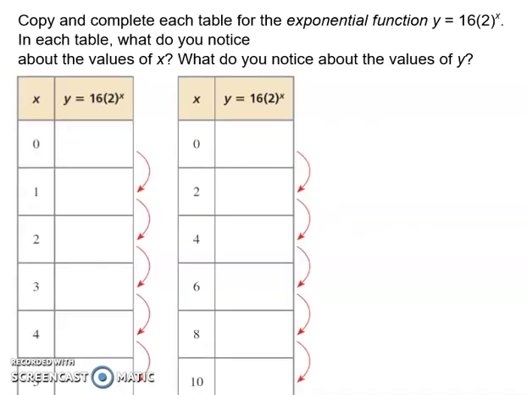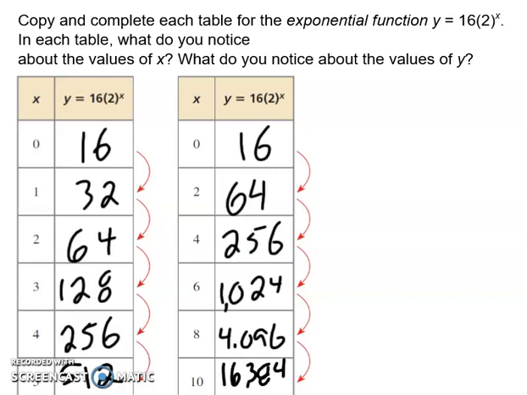So in this problem, it says copy and complete each table for the exponential function y is equal to 16 times 2 to the x. In each table, what do you notice about the values of x and what do you notice about the values of y? Please pause the video, try and fill in the table as best as you can, and then resume when you're ready to move forward. All right, and look at that. All of the values have been inputted for you.